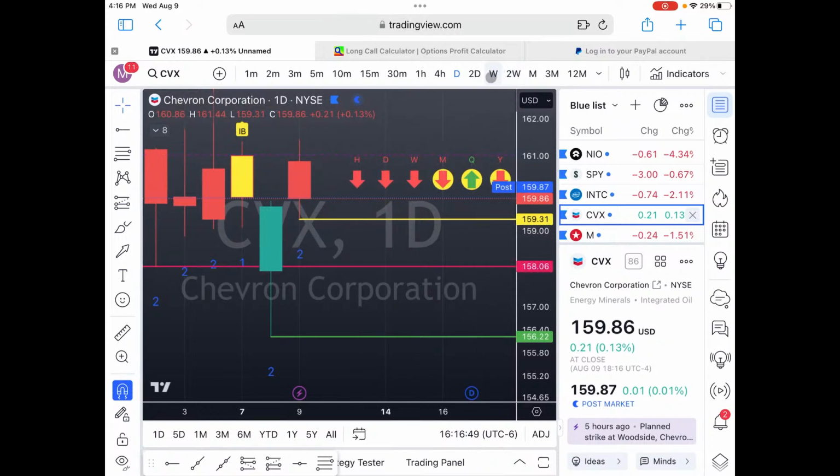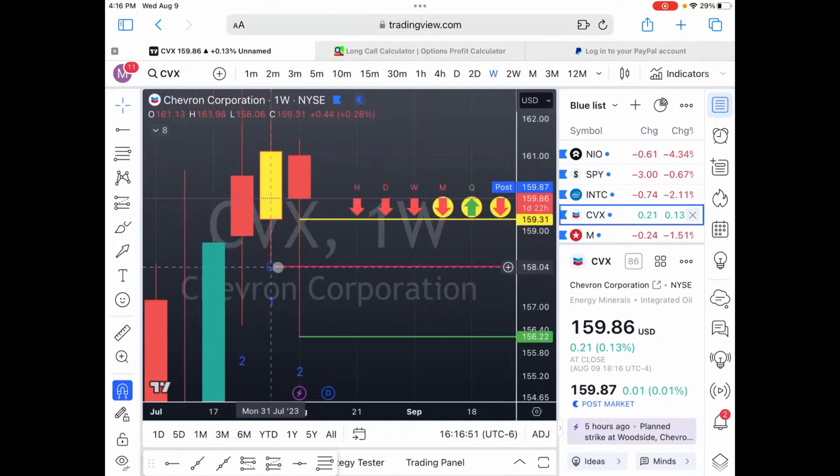We look at the weekly chart. That's what that pink line represents as my trigger for the weekly. We've already gone 2 down on the week. We're going to look to recapture that and continue to go 2 down.